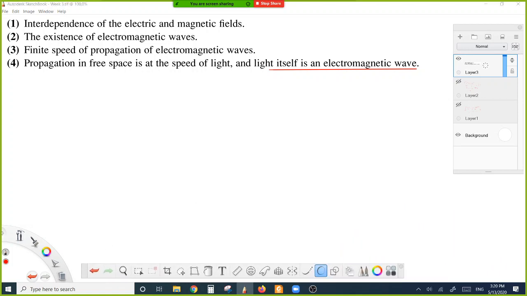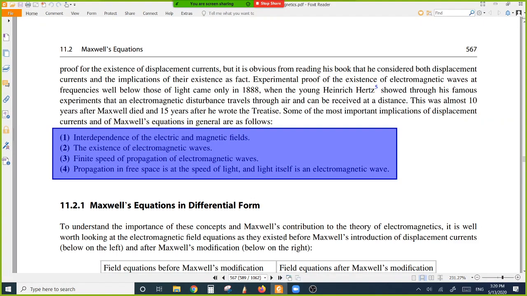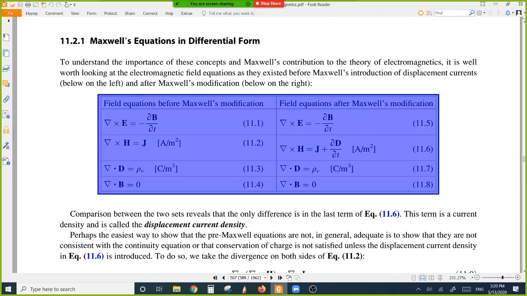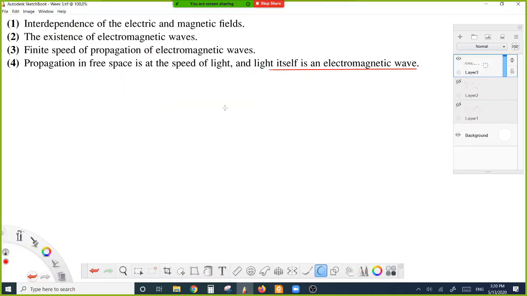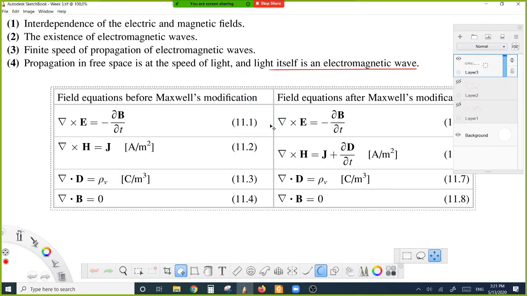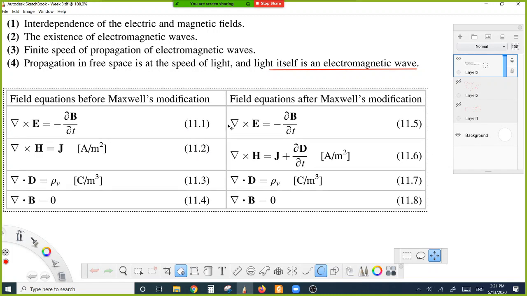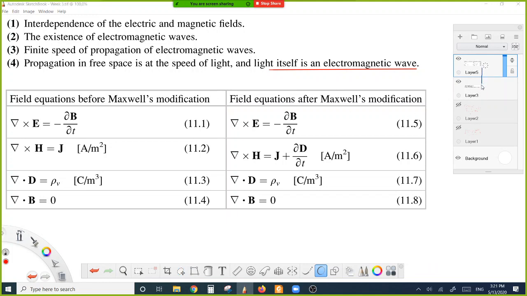Okay, well, let's take a look at Maxwell's equations. Okay, these are the four field equations before and after Maxwell's modification.